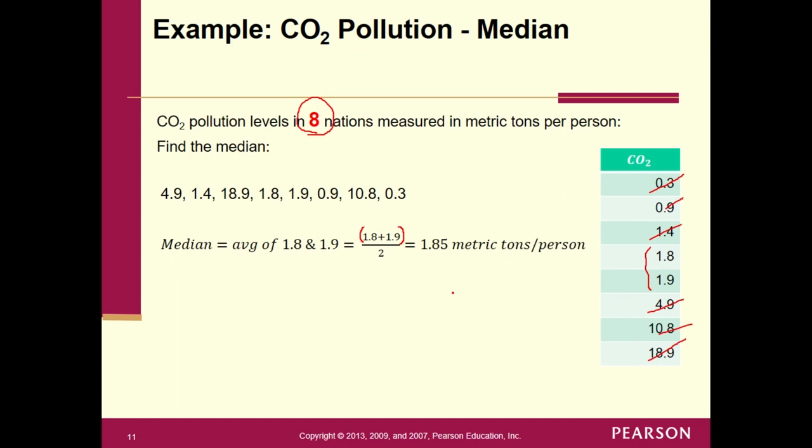The calculator is going to follow the order of operations, so what you've got to think of is that there are actually parentheses up here. I'm going to talk more about that when we talk about standard deviation in the next section with regards to formulas. But for right now, note that when you put this in your calculator, you're going to have to put parentheses around here. So you put parentheses 1.8 plus 1.9, divided by 2, and I think you're going to get 1.85 metric tons per person. And that's the median.